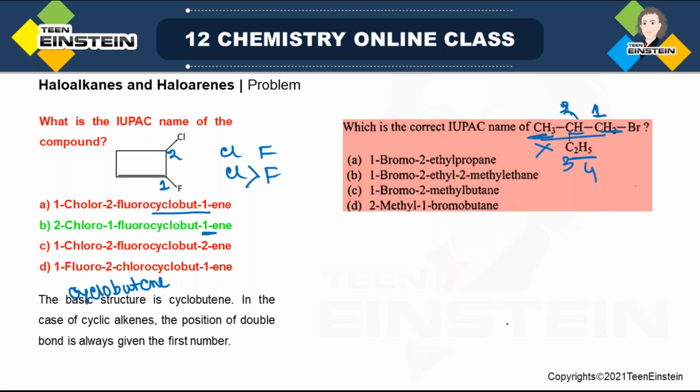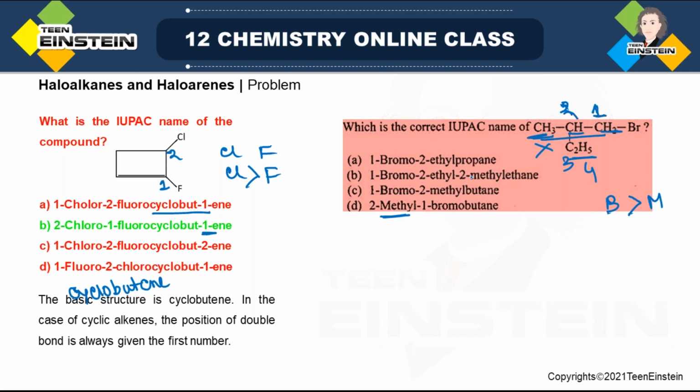Fine. Now obviously it is 1 bromo, because among these 2 substituents, methyl and bromo, B will come before M. So bromo you have to write first. So this cannot be the correct option. Okay. So it will be 1 bromo. But longest chain is containing how many carbon? Total 4 carbon. So it should be ending with butane.